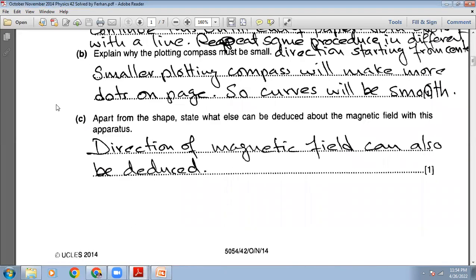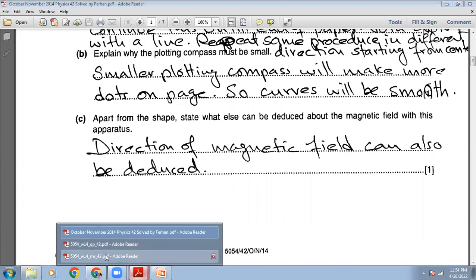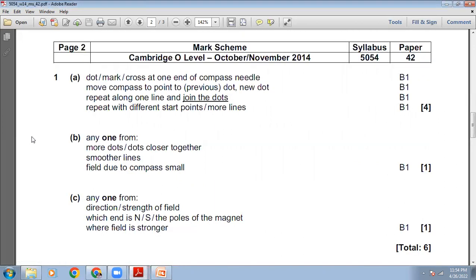Okay, so a smaller plotting compass will make more dots on the page, so curves will be smooth. That's my answer. So let's have a look at the marking scheme. Any one from: more dots, dots closer together, smoother lines, field due to the compass being small. Okay.